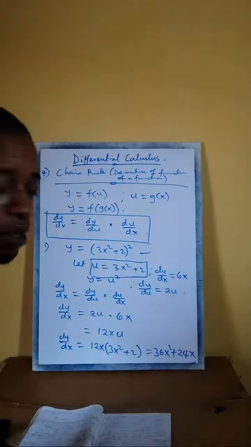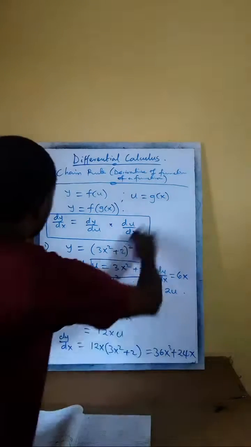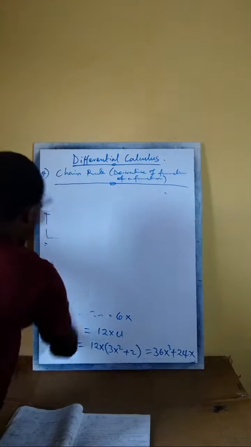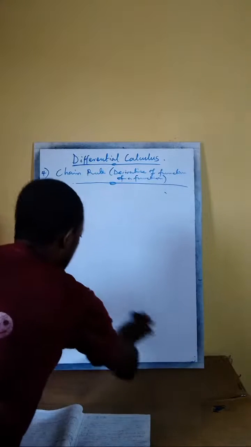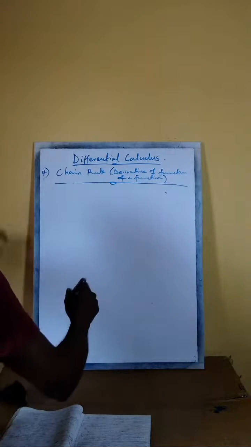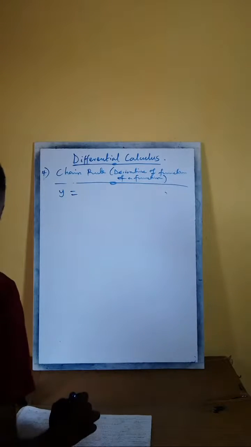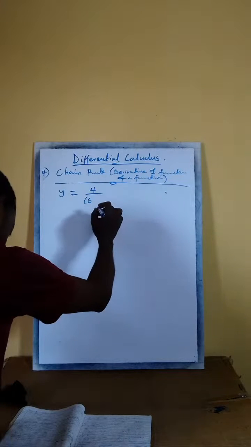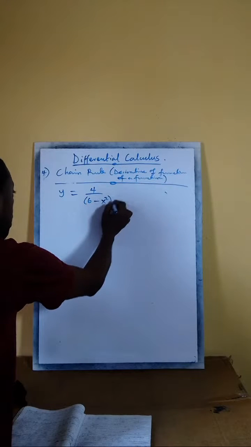So let's look at another example to demonstrate the derivative of a function using the chain rule. Now here, number 2, we have y equals 4 over 6 minus x squared, all squared.